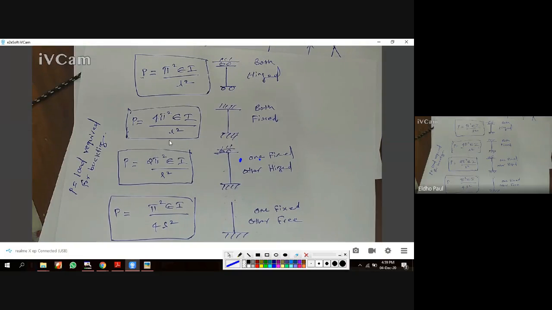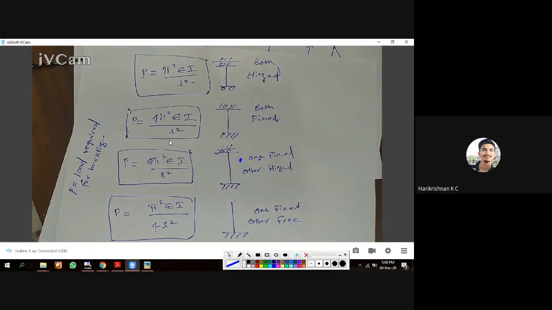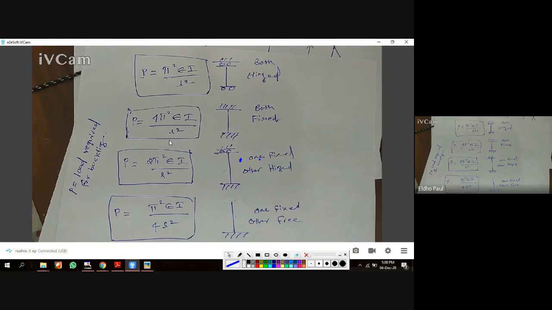And my next question is, which one is the strongest column? Both ends fixed. Next strongest: one end is fixed, other end is hinged. Next one: both ends are hinged. Which column has the least strength?